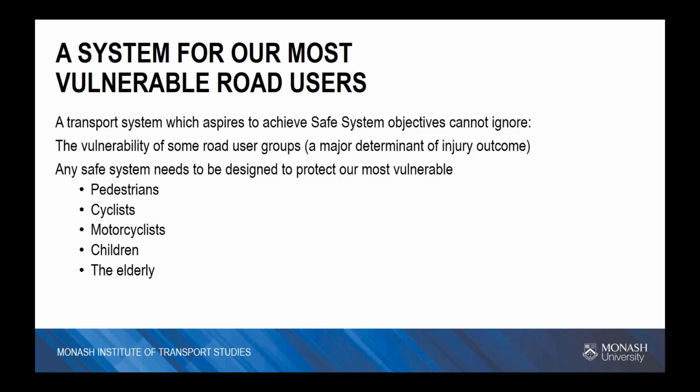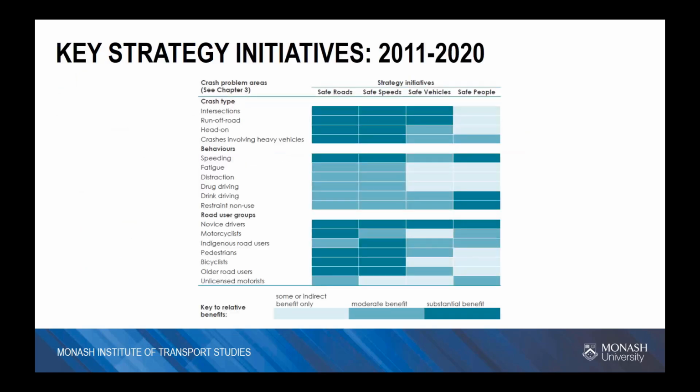So in order to design a truly safe system, we need to make sure we're protecting our most vulnerable road users, so our pedestrians, cyclists, motorcyclists, children, and the elderly. And increasingly, now we need to consider new forms of mobility, such as micromobility devices like electric scooters.